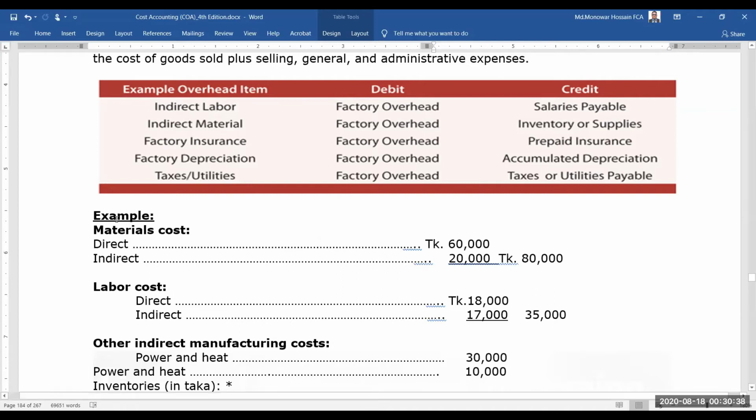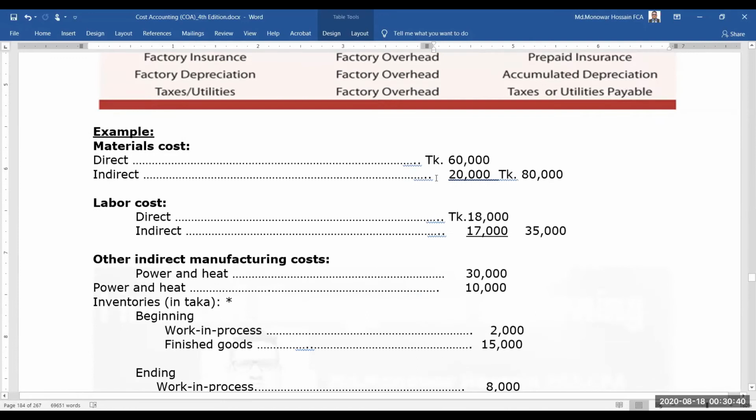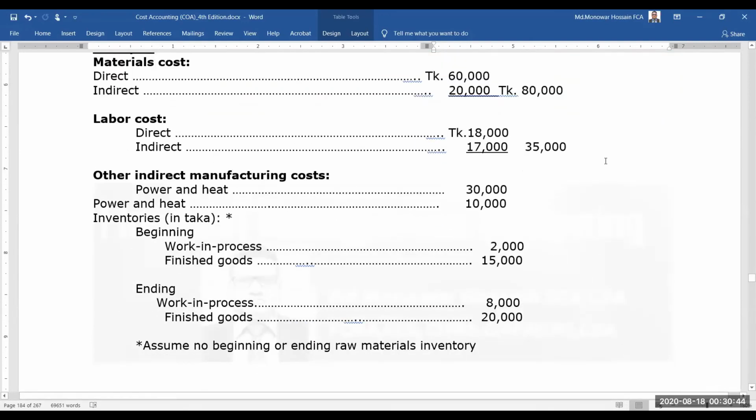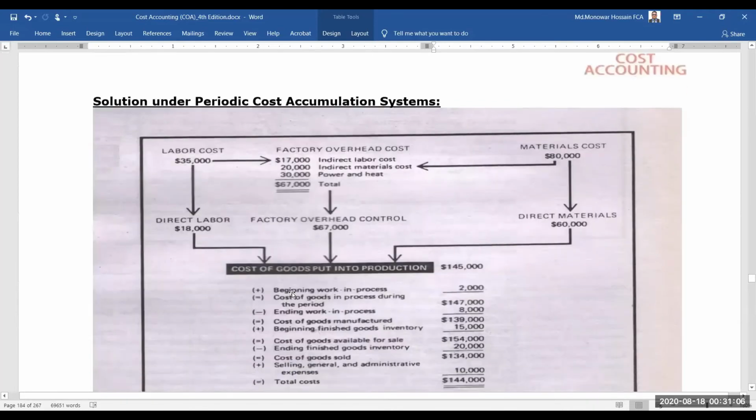So look, here is the example: material cost direct and indirect total 80,000, labor cost direct 18,000, indirect 17,000, total 35,000, other indirect manufacturing cost, power and heat 30,000, and inventory in Taka: beginning work in progress 2,000, finished goods 15,000, and ending work in progress 8,000, finished goods 20,000.